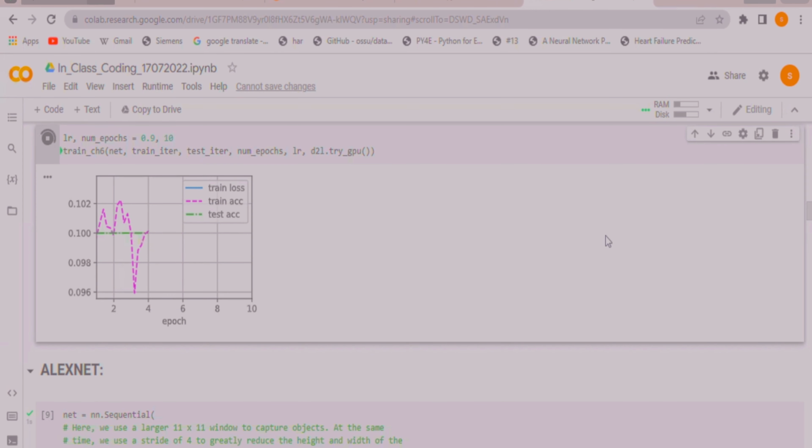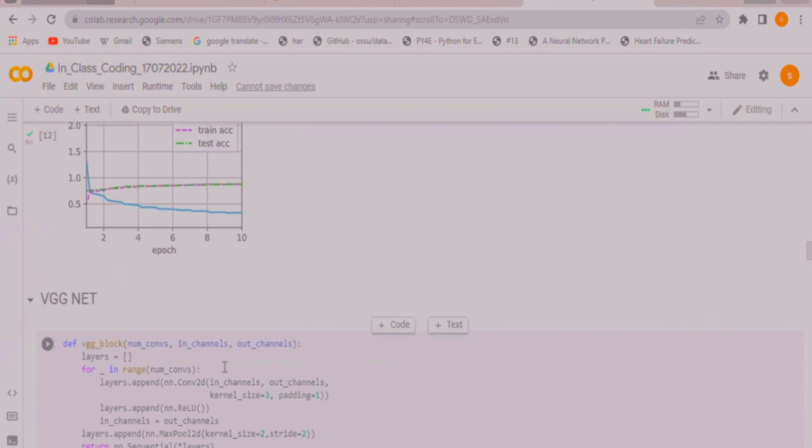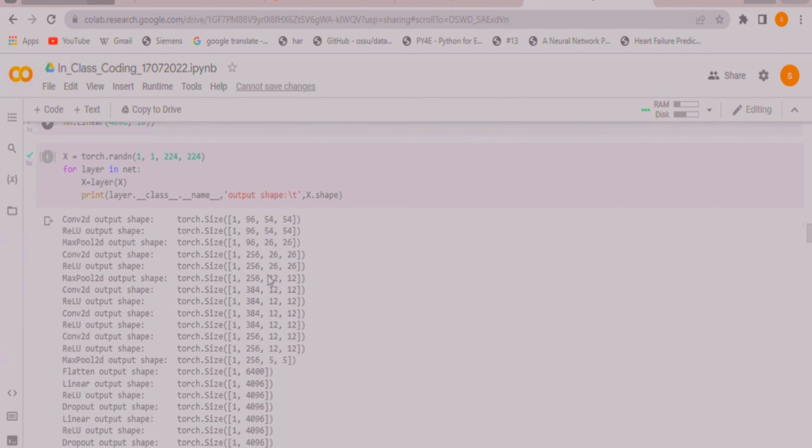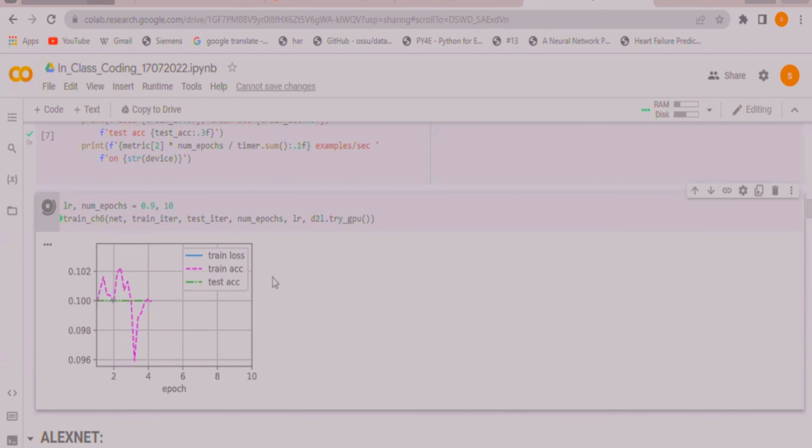The training loss is not actually being plotted. Looks like some issue. So I've trained this, and let me run this code as well. Let's see what output we get here. Normally it will plot everything.